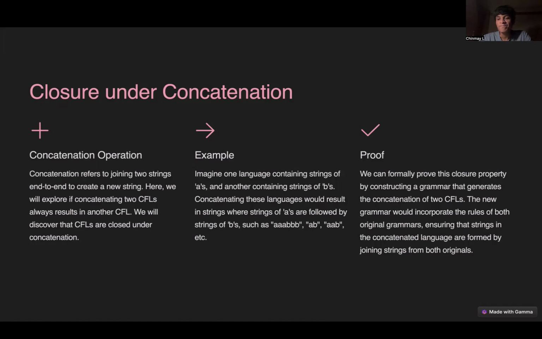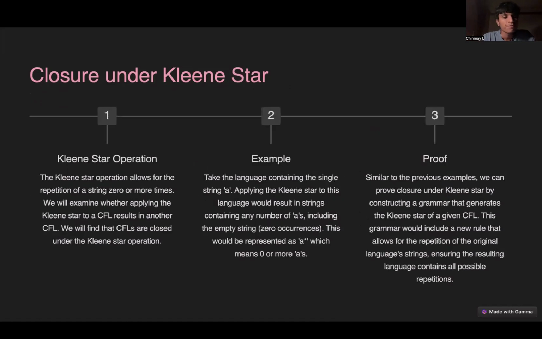As such, the proof is that we can formally prove this closure property by constructing a grammar that generates the concatenation of two CFLs. The new grammar would incorporate the rules of both original grammars, ensuring that the strings in the concatenated language are formed by joining strings from both originals.